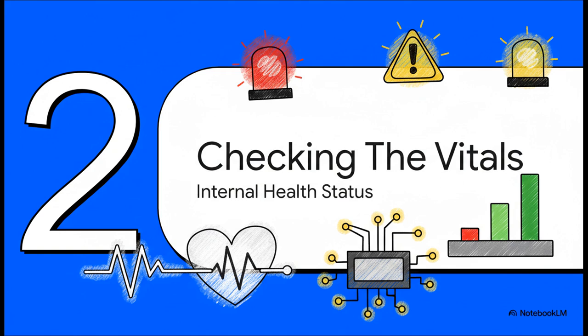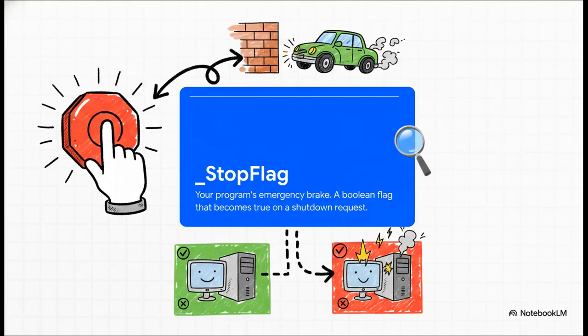All right, so we know where we are. Now it's time to check the program's internal health. This part of our dashboard is all about the warning lights, the status indicators that tell us if everything's running smoothly or if we need to take some kind of immediate action. So, meet _StopFlag. I want you to think of this as your program's big red emergency brake. It's a Boolean variable, and during normal operation, it just sits there set to false. But the second the user tries to remove your program or the terminal starts to shut down, this flag flips to true. This is your one and only signal to stop whatever you're doing and stop it safely.